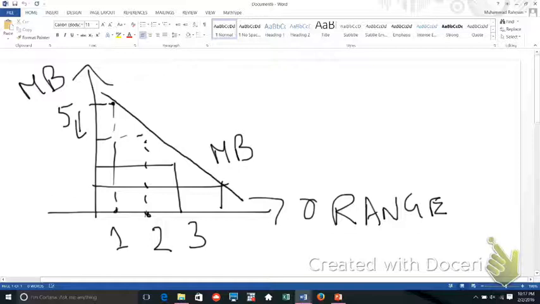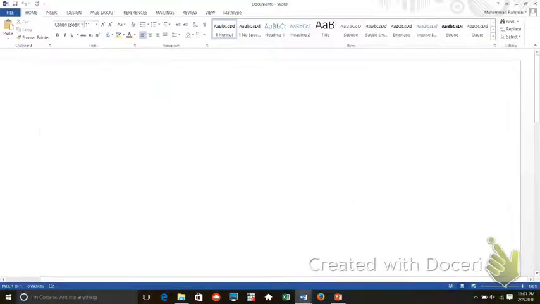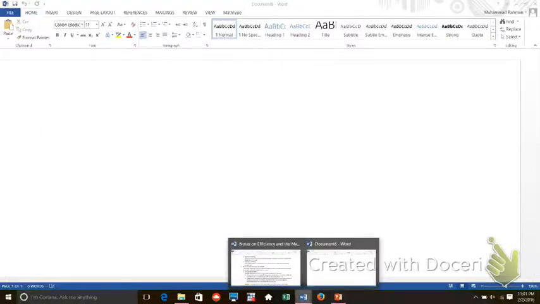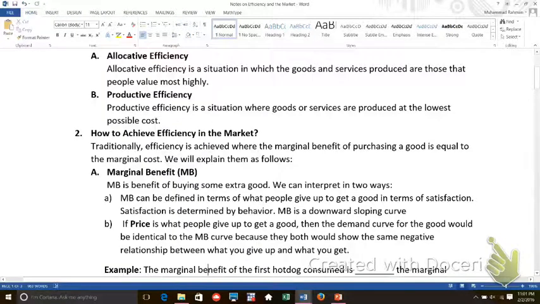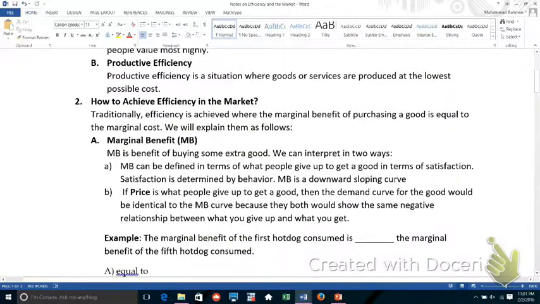So let's go back and continue our discussion of marginal benefit and marginal cost. Now, one could argue that there is a strong relationship between marginal benefit and demand curve.